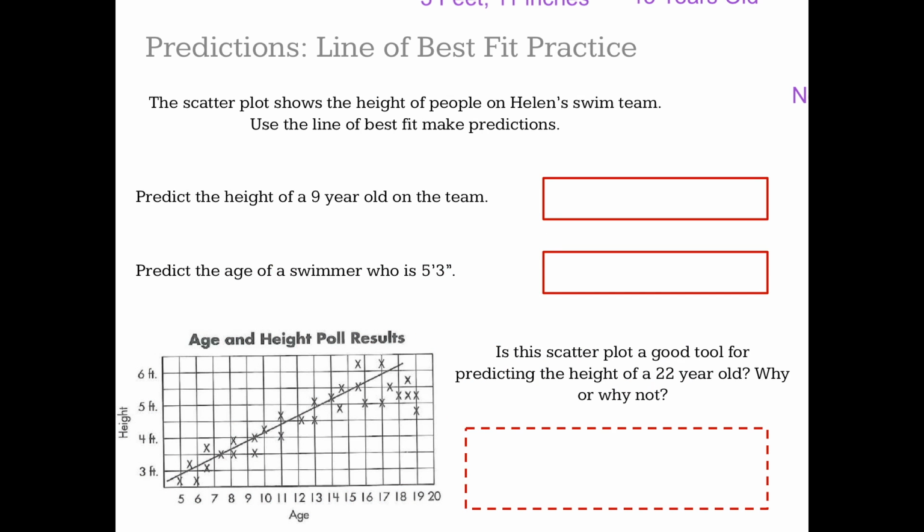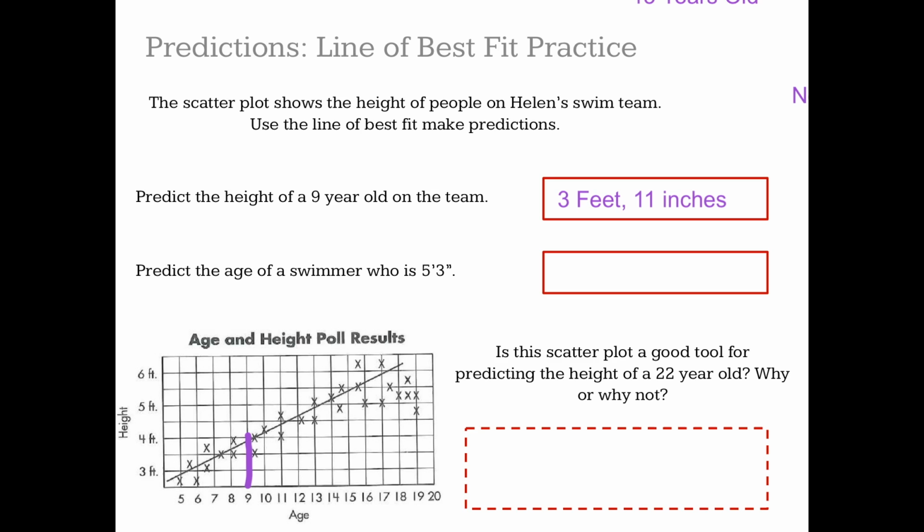So this says the scatter plot shows the height of people on Helen's swim team, and you use the line of best fit to make a prediction about this. So predict the height of a 9-year-old on the swim team. So I'm going to go over to where the 9-year-olds are, and I'm going to draw a line up, and I'm going to see about where it hits, and it's just under the 4-foot mark, so I'm going to say 3 feet 11 inches.